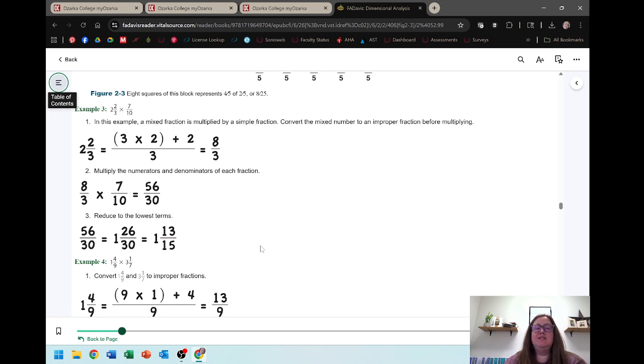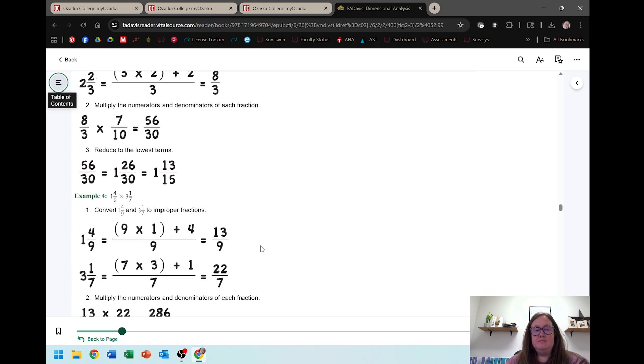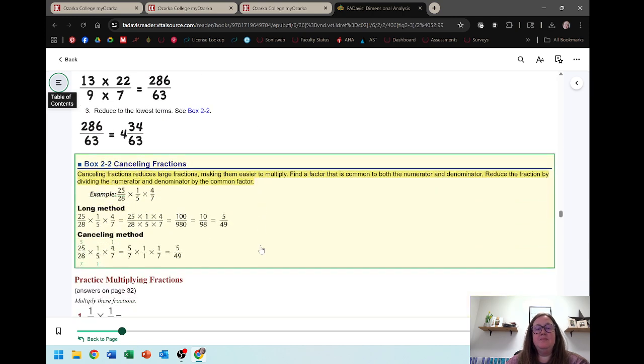So 56 divided by 30, we end up with 1 26/30. Both of those are even numbers, so we know we can at least divide by 2 on the top and bottom. And when we do that, we get 1 13/15, and that is reduced to lowest terms. So that would be our final answer.